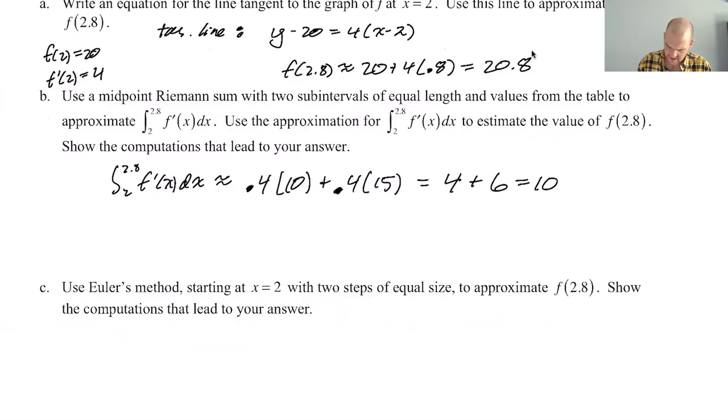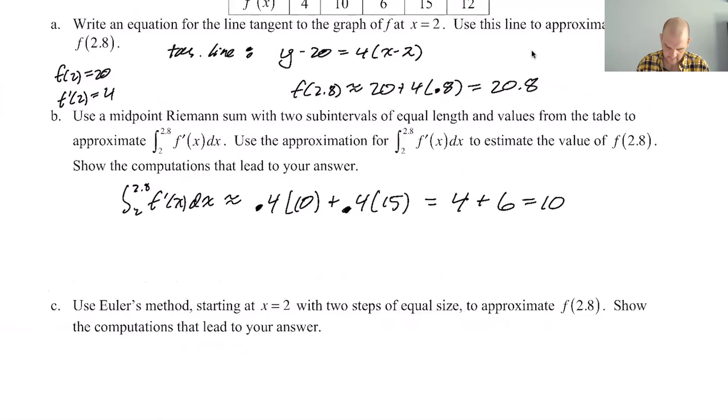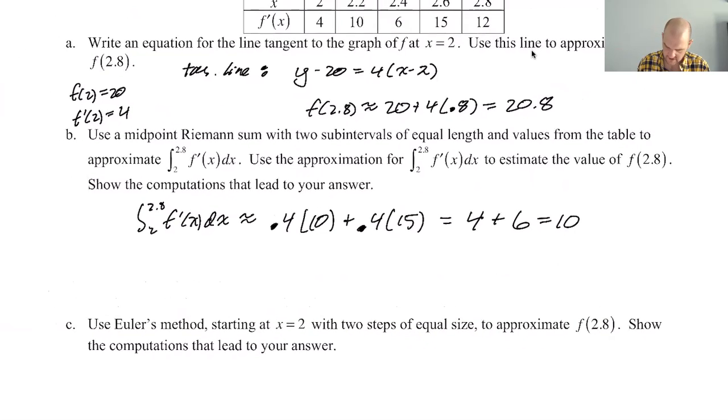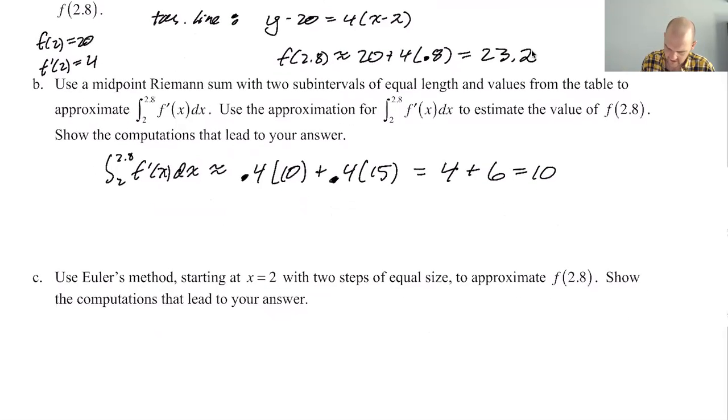And then we need to use this to approximate f of 2.8. Is there something not right about this? Oh yeah, what is 0.8 times 4? It's 3.2, so this is 23.2. The answers seem so off. They don't need to be close, it's all estimates, so it could all be wrong, but they seem way off.